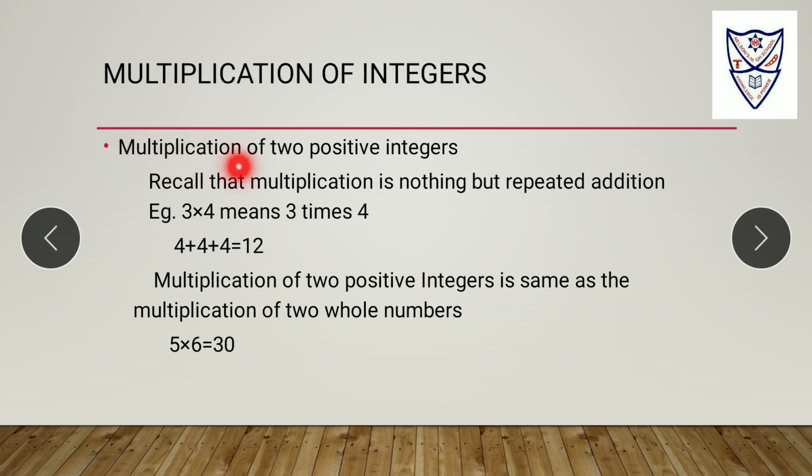So first point, multiplication of two positive integers. Now recall that multiplication is nothing but repeated addition. For an example, 3 multiplied by 4 means 3 times 4. 3 times 4 means 4 is added 3 times, that is 4 plus 4 plus 4, which is equal to 12. Now multiplication of two positive integers is the same as the multiplication of two whole numbers. For an example, 5 multiplied by 6. 5 sixes are 30, so 5 multiplied by 6 is equal to 30.